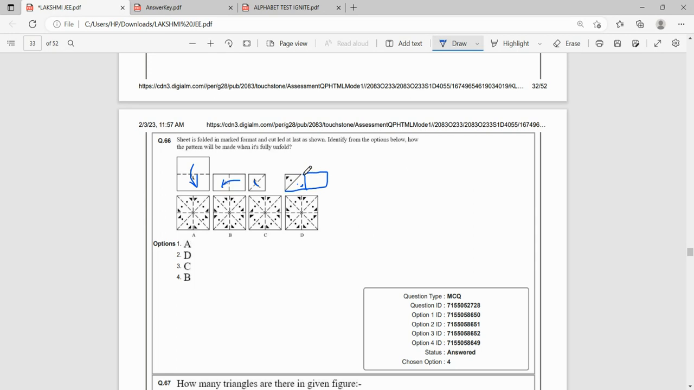So let's see, which is suitable for that? This one. Yes, better this. This is better, right? Yes. Corner. Option B.